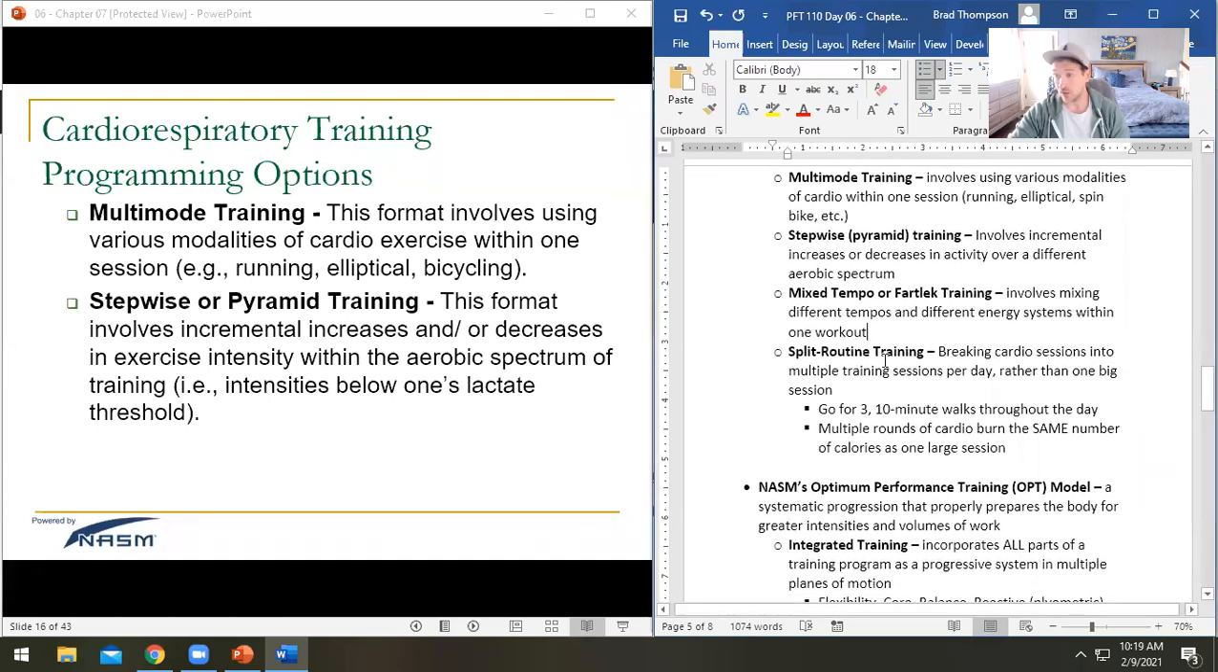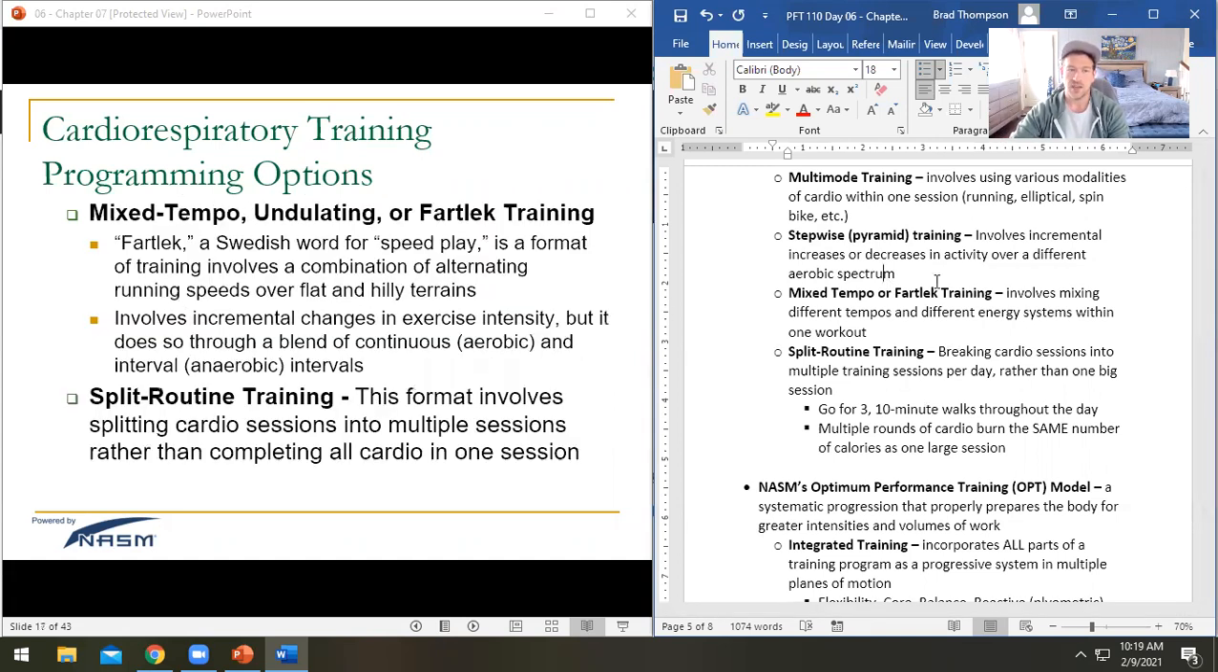There's also pyramid training, or stepwise training, as it's more commonly called. And this is where you just increase your activity level, and you go up and up and up over the course of your workout. So it's like, all right, every minute on the minute, you are going to raise it by 1 mile per hour, right? Or every minute on the minute, you're going to raise the incline by 2. Until eventually, it starts off nice and easy, and then it just gets really, really, really difficult towards the end.